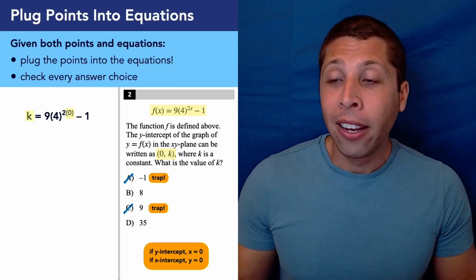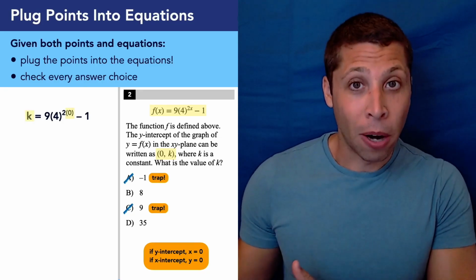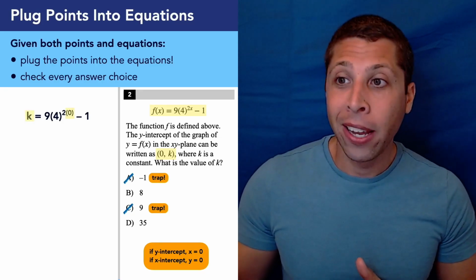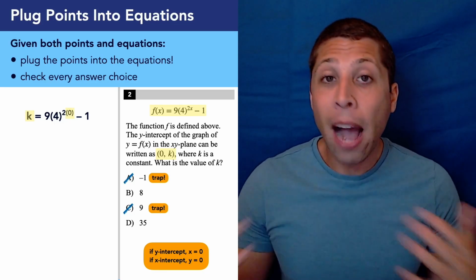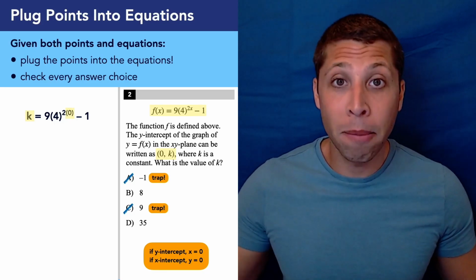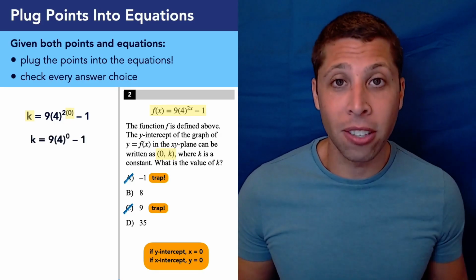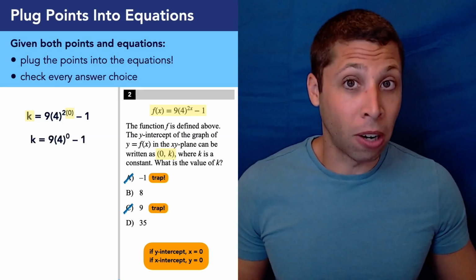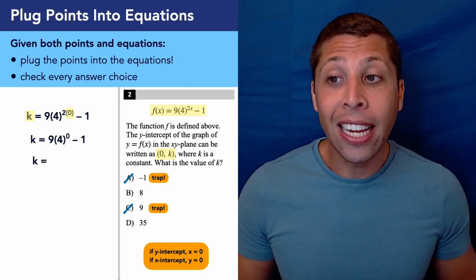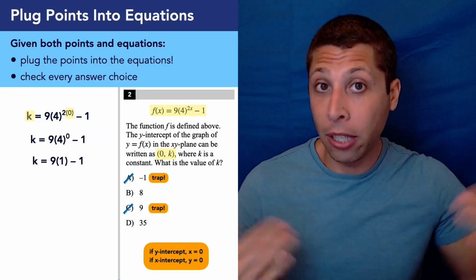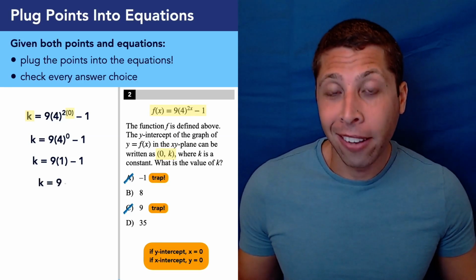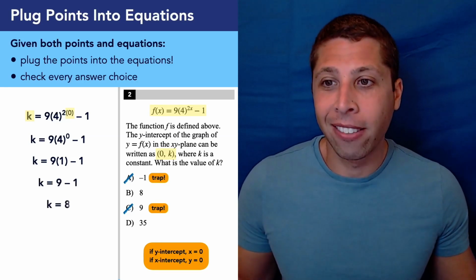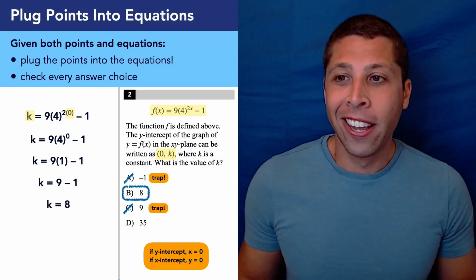And when we do that, right, the x coordinate is 0. So I put that in there in the exponent. And then k represents the y, so I replace that with the f of x. So now it's just a matter of simplifying. 2 times 0 is 0, so our exponent is actually 0. 4 to the 0 is 1, right? Remember that any number to the 0 power is 1. That's an identity that we need to know. 9 times 1 is 9, and 9 minus 1 is 8. So 8 is the answer.